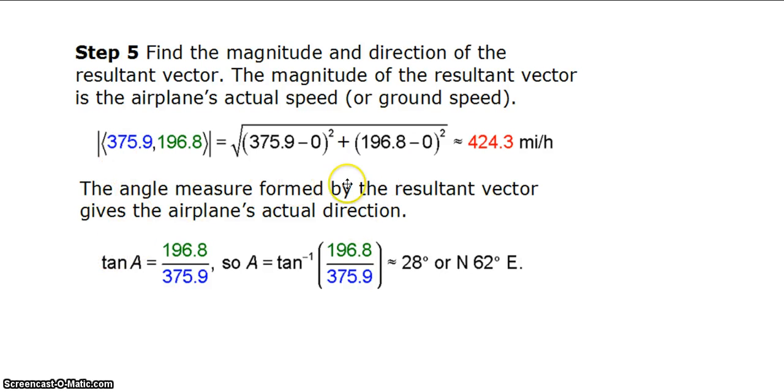And the angle measure formed would be the tangent again. Remember, opposite over adjacent, or the inverse tangent of that ratio, which gives us 27 degrees, or a compass bearing of north 62 degrees east.